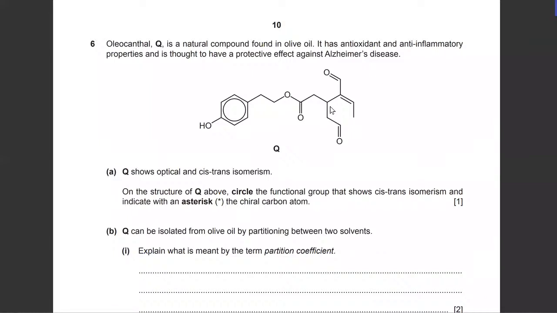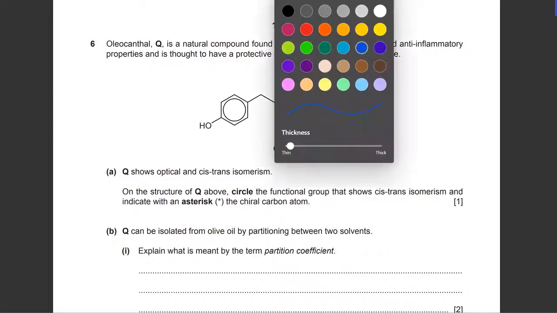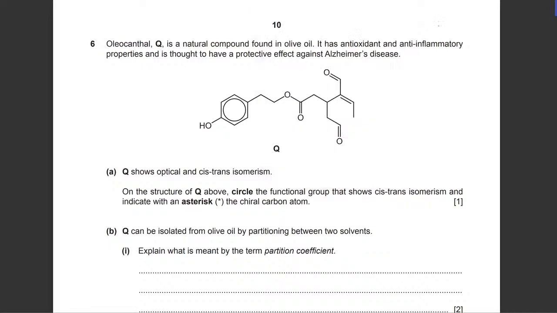So here is this molecule, a natural compound found in olive oil. It has antioxidant, anti-inflammatory properties, and is thought to have a protective effect against Alzheimer's. So it shows optical and cis-trans isomers on the structure Q above. Circle the functional group that shows cis-trans. So where exactly is cis-trans happening in this molecule? Circle it. So cis-trans happens on a double bond, right? And there is this double bond. That's where the cis-trans would happen. Clear?